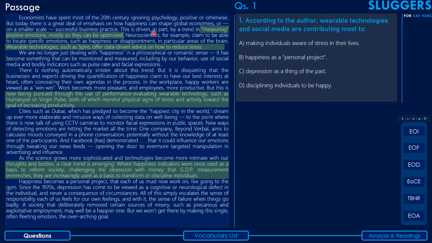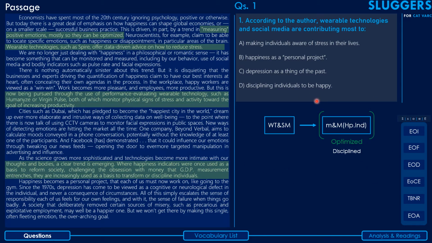So the idea here is that we can very easily derive the gist out of these three points of reference as to what wearable technologies and social media actually contribute to. Wearable technologies and social media contribute to the measurement and monitoring of happiness indicators, which are in turn optimized for productivity by disciplining people to be more happy. Okay, so that's the idea that we've derived from here.